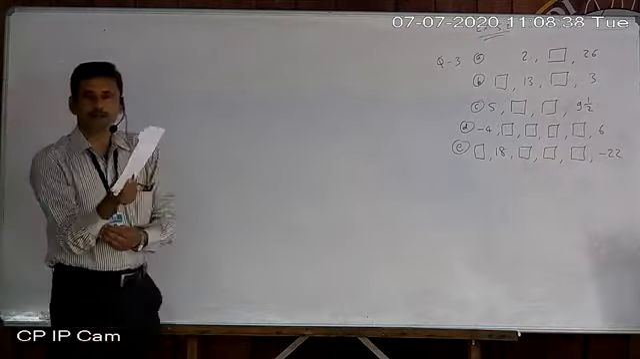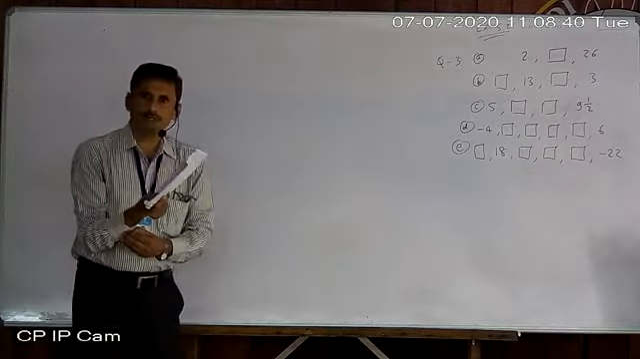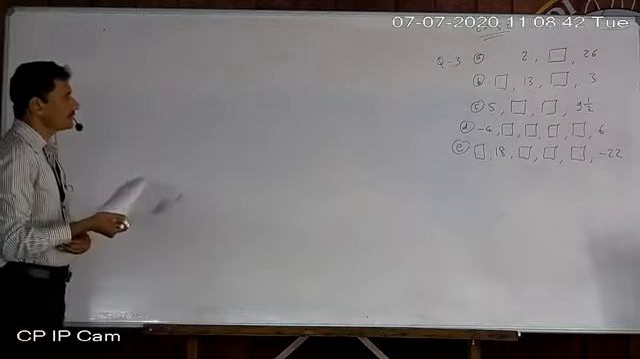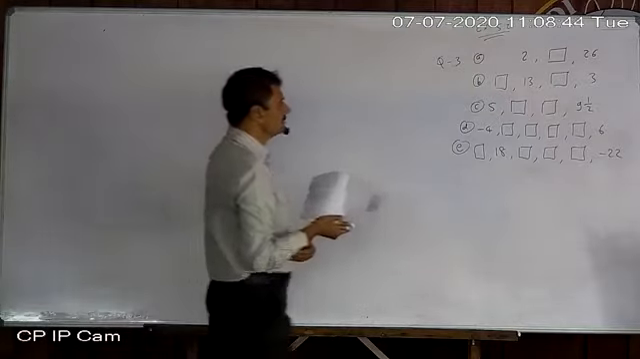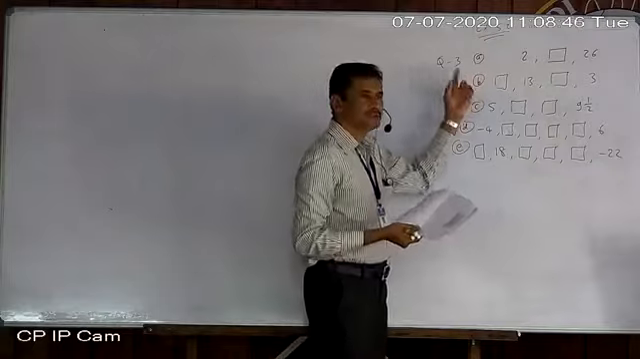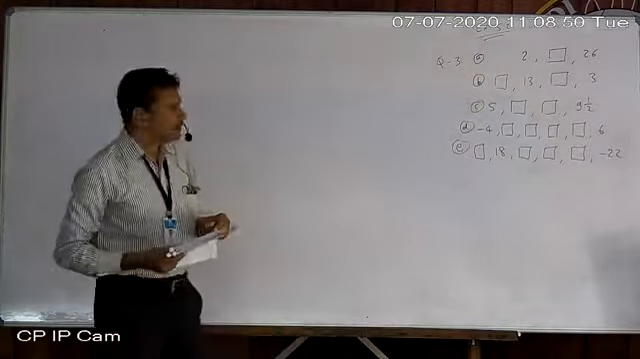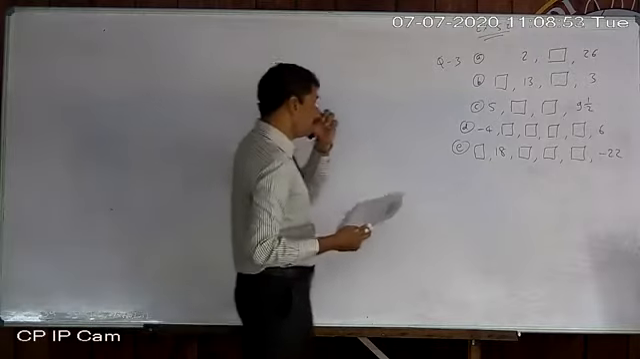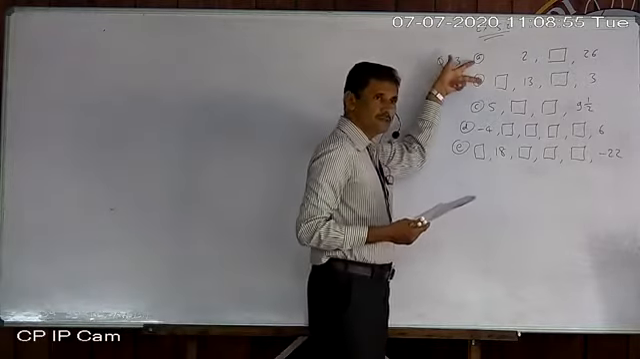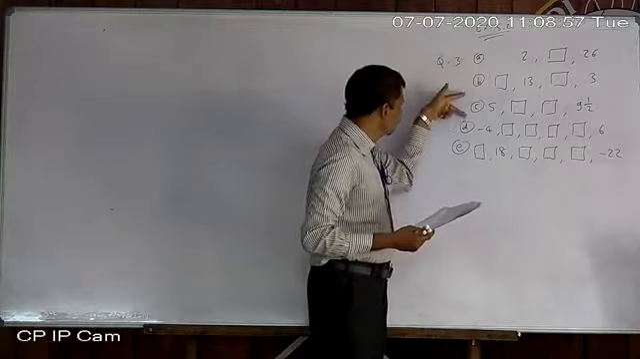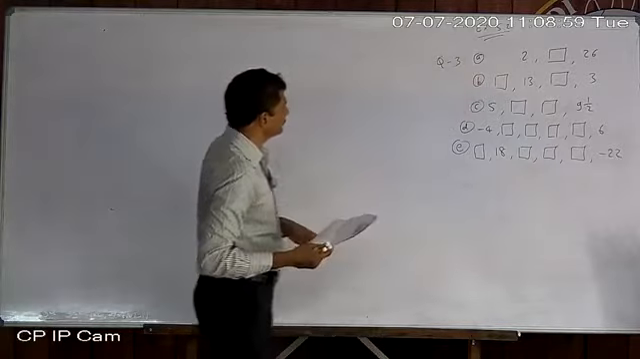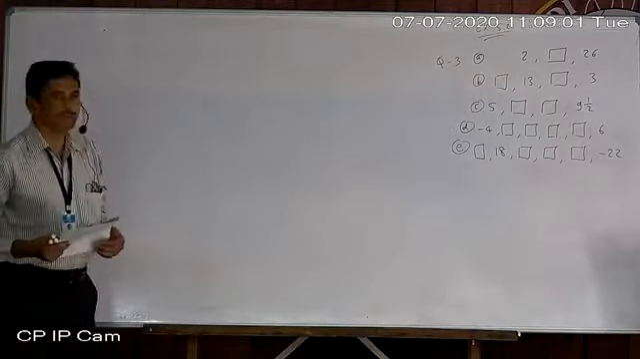We are in lesson number 5, arithmetic progression. Yesterday at last we solved and discussed the third sum of exercise 5.2. Now a few sums I have done here. The first two sums I solve here, and I think two or three sums were given to you.